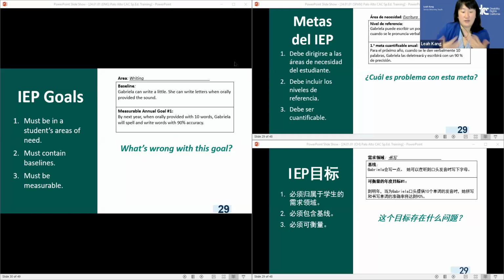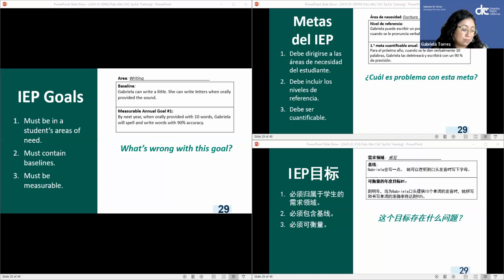Maybe Gabriella and I can just have a conversation. What's wrong with this goal? Yeah, so I think if you look at it, you initially think, oh yeah, there's a baseline and there's a goal. But if you're looking at the baseline, what does it mean that Gabriella can write a little? Does that mean Gabriella can write 3-letter words, 2-letter words? She can write a sentence of 3 words or just words? And what sounds can she write when orally presented? If you look at the actual baseline, it's really difficult to know what she can really do.